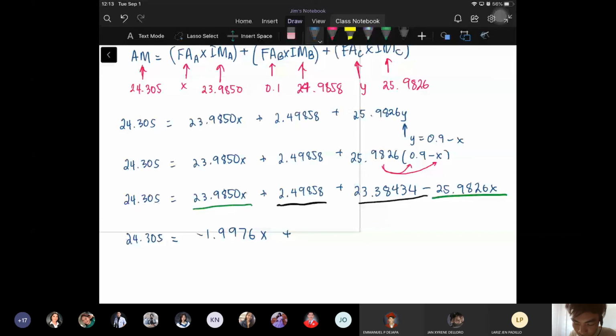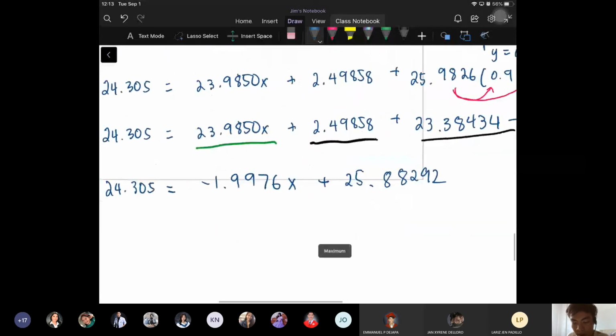Okay, so that's 25.88292. So I just simplified the terms. I combined all the x's and I combined all the numbers, so I came up with this number.